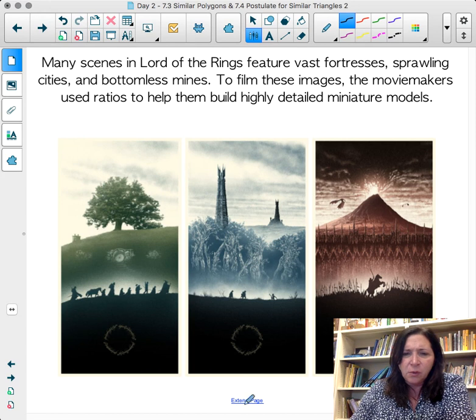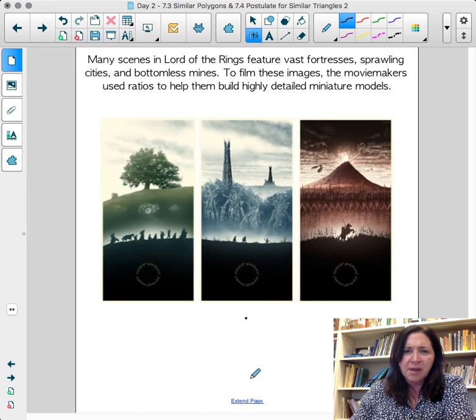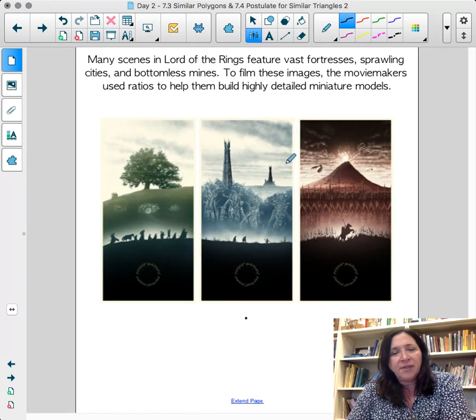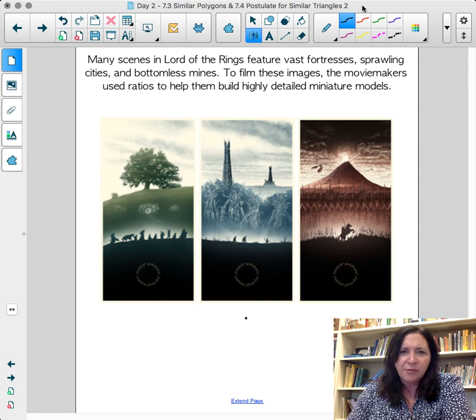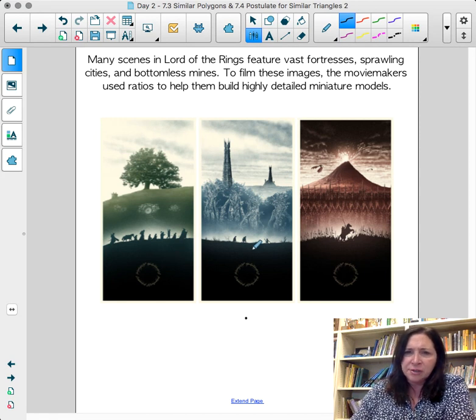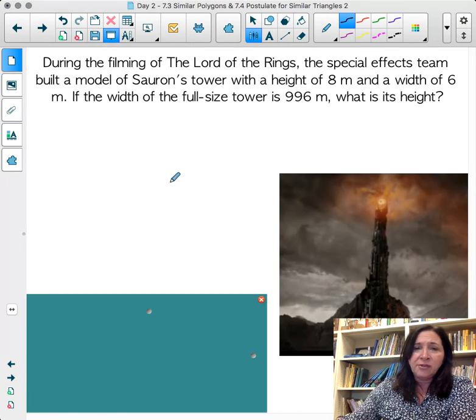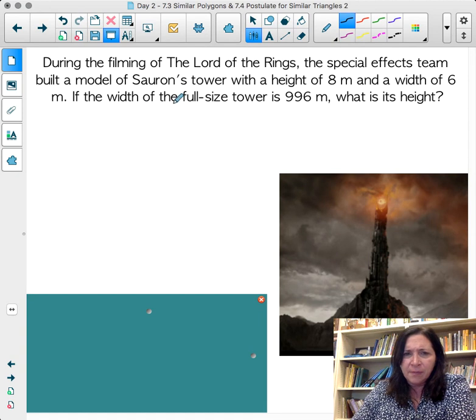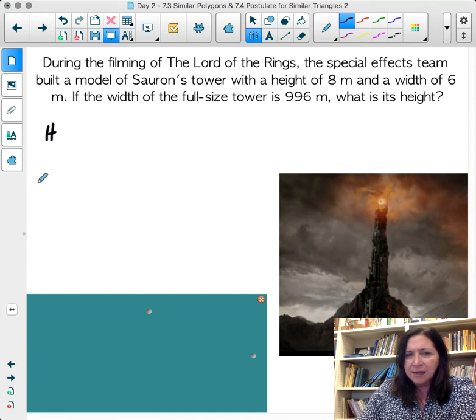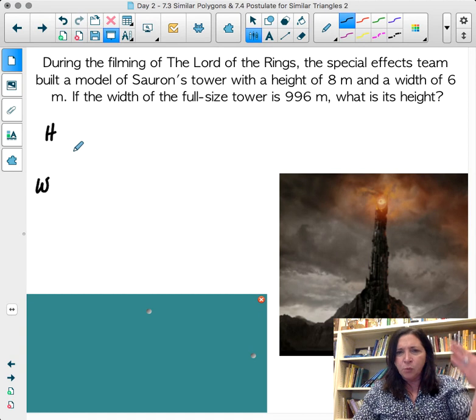So this is kind of cool. This is something that came up in The Lord of the Rings. I don't know if you're a fan of that or not, but they used a lot of miniatures to film Lord of the Rings. And they were really detailed. And so one of the details was Sauron's tower, and that had a height of 8 meters and a width of 6 meters. So I like to, again, write height, width. So that tells me what I'm doing.